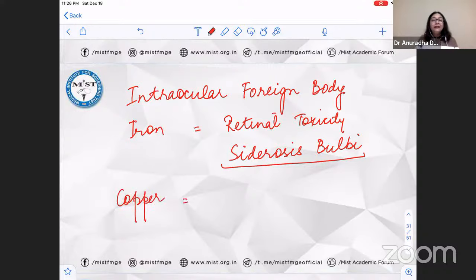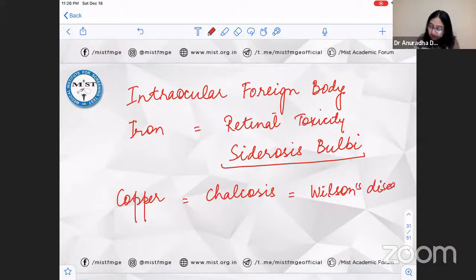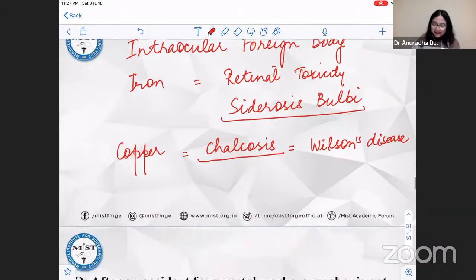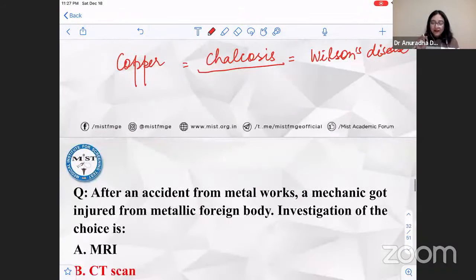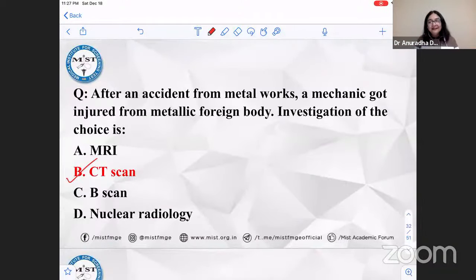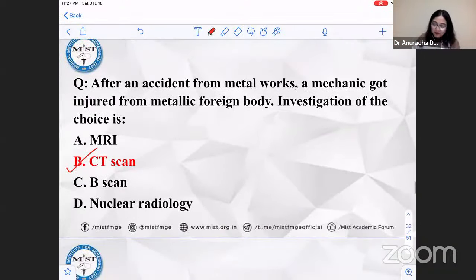If the copper foreign body remains inside, that condition is known as chalcosis, and it produces symptoms or signs in the eye just like Wilson's disease. A similar picture, sunflower cataract, KF ring, can occur if chalcosis occurs. This occurs when you leave the foreign body inside the eye. So it is very important that we diagnose it, and if it is to be removed, we'll remove it. The investigation of choice for a metallic foreign body is CT scan. Okay. Let's move ahead.